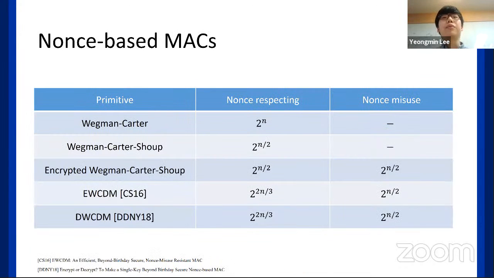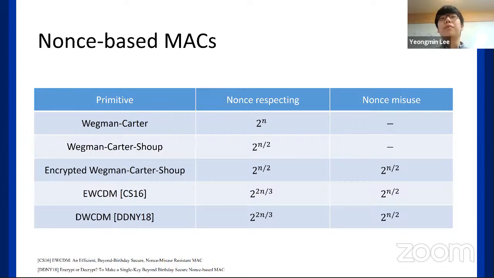I'll briefly introduce well-known nonce-based MAC constructions. Perhaps the most famous construction is Wegman-Carter MAC. Wegman-Carter MAC enjoys full security as long as nonces are not repeated. Later, Wegman-Carter-Shoup replaced the random function with a random permutation, which degrades the security to the birthday bound. Encrypted Wegman-Carter-Shoup is secure up to the birthday bound in both nonce-respecting and nonce-misuse settings by encrypting the output value of Wegman-Carter-Shoup.